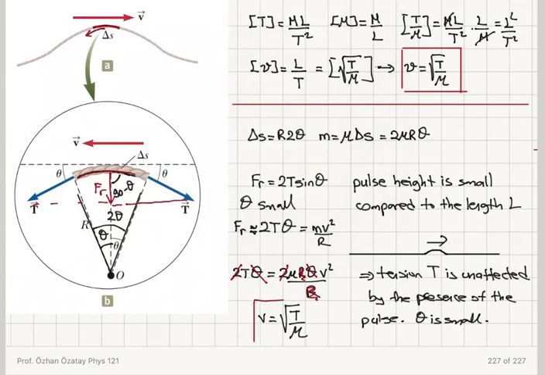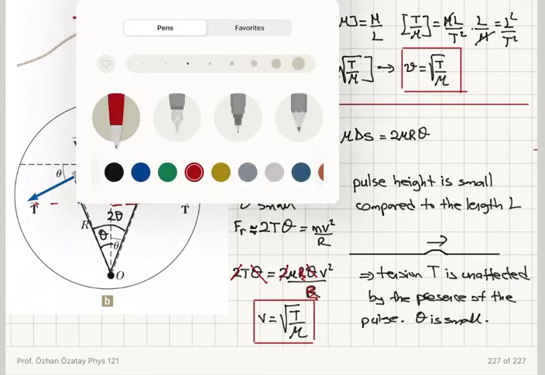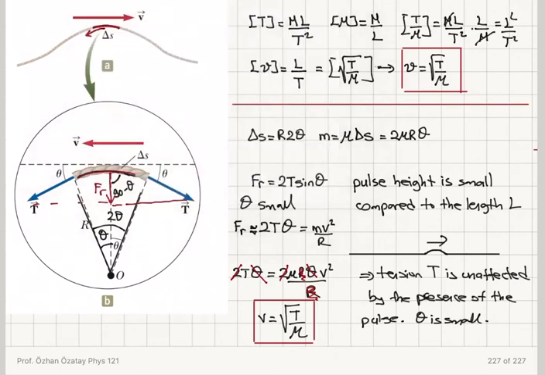And this is going to be true actually for any pulse shape that travels along this string, as long as these two conditions are satisfied. The pulse height is small compared to the length, so that I have the tension unaffected by the presence of the pulse, and theta is small. So I have a small disturbance compared to the full length of the string.